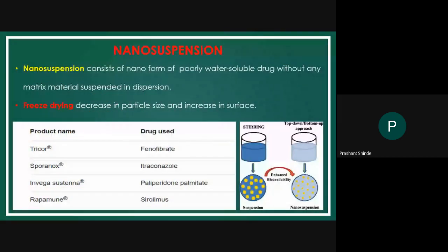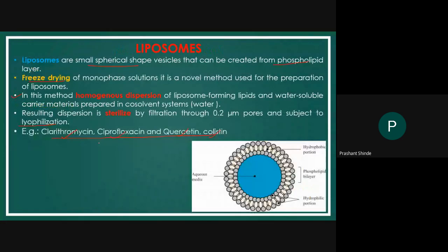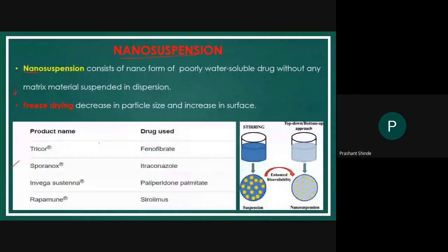So basically, for the preparation of nano suspension, you will require nanoparticles. And for the preparation of those nanoparticles, you need to decrease the particle size of the drug molecule or the excipient. So for that purpose, you are going to use this lyophilization technique. So these are the different products and drugs whose nano suspension is prepared by using the lyophilization technique. So this is about the different formulations which are prepared by using the lyophilization technique.